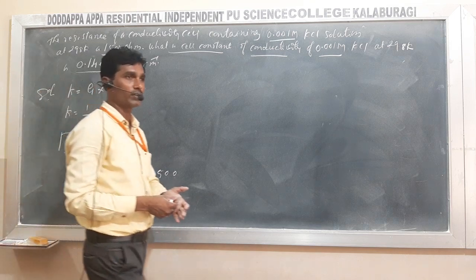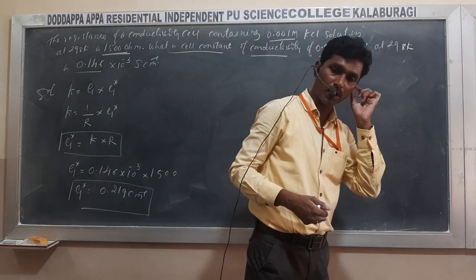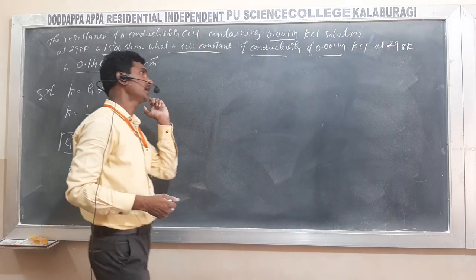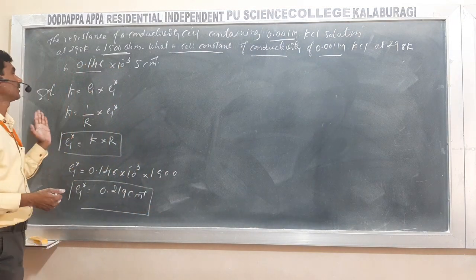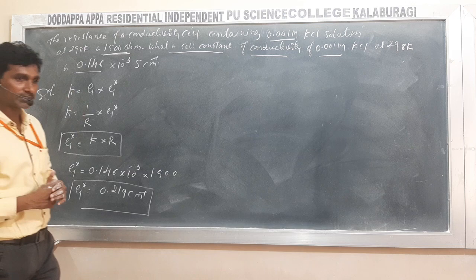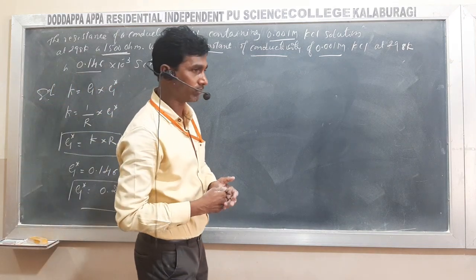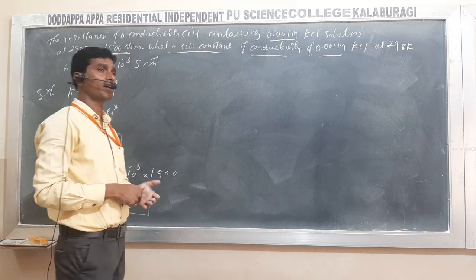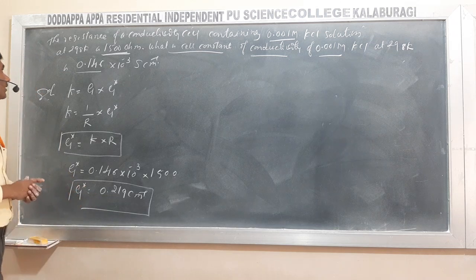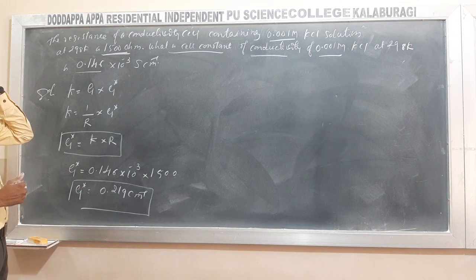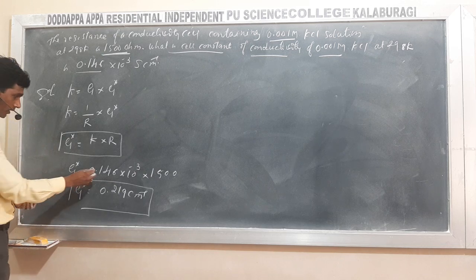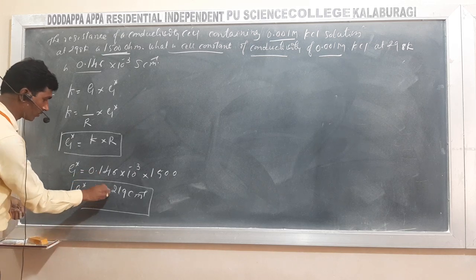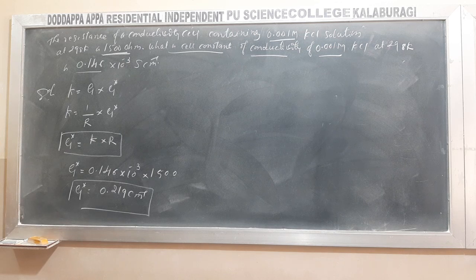So what we have discussed in total chemistry part 1, part 2, part 3, part 4, part 5: first, the electrochemical cell; second, Faraday's laws and its examples; next, conductivity and molar conductivity and its examples. So this is the last example of conductivity and molar conductivity.